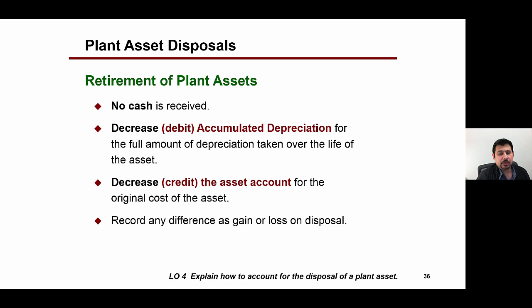So the first method is where the company retires a plant asset. In this case, the company will not be receiving any cash because they are not selling it. They are just discarding it, getting rid of it. At this point, the company will debit accumulated depreciation for the full amount that was taken over the lifetime, and then credit the asset account its full original cost. The difference between the two could be, for example, a loss on disposal.